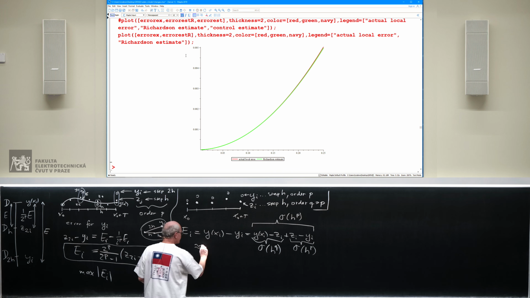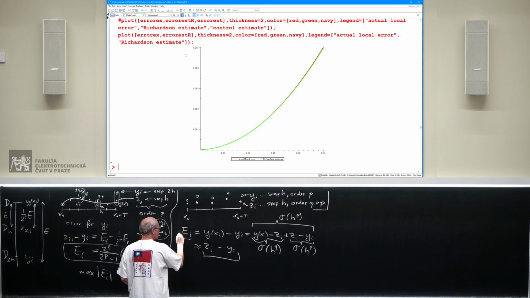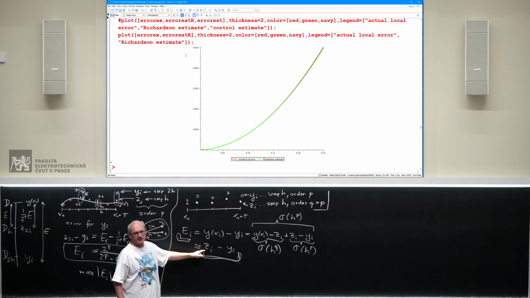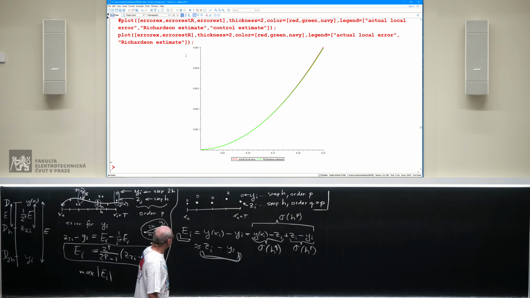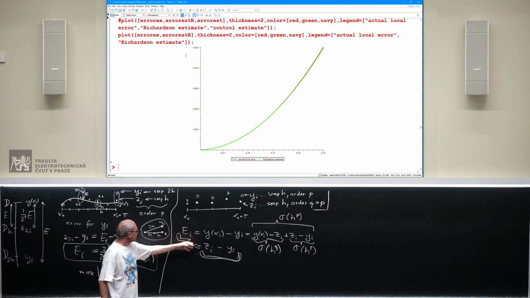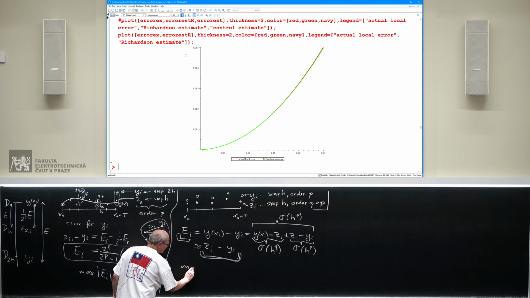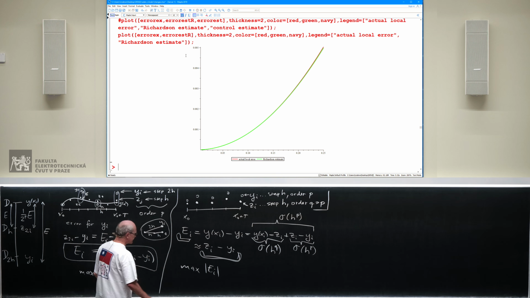Here we go. Approximating sign zi minus yi. So it really does work out as if we just replaced the solution by this more precise, approximate solution, but there is actually a reason, a justification for it. And now we can use this EI in the same way that we would use this. For instance, we could look at the maximum of absolute values, and that would be the global error estimate.